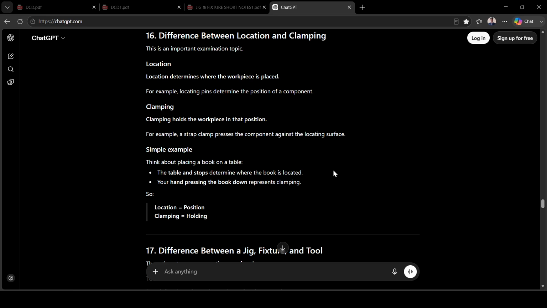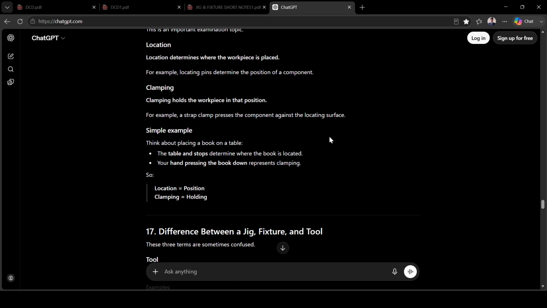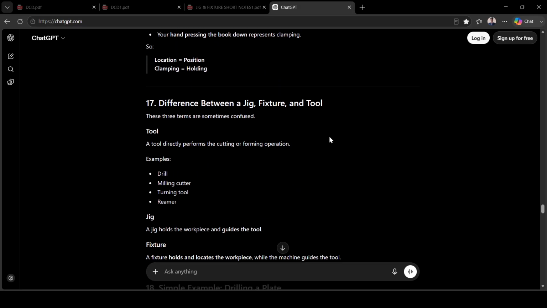Clamping holds the workpiece in that position. For example, a strap clamp passes through the component against the locating surface. Simple example: think about placing a book on a table. The table and stop determine where the book is located. Your hand pressing down on the book represents the clamping. So location means position, clamping means holding.